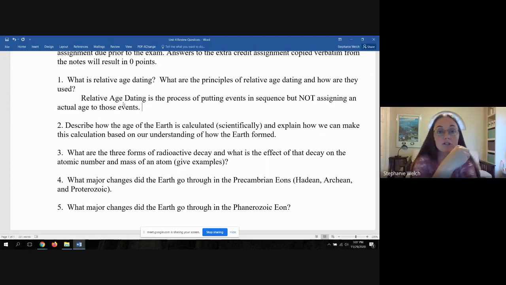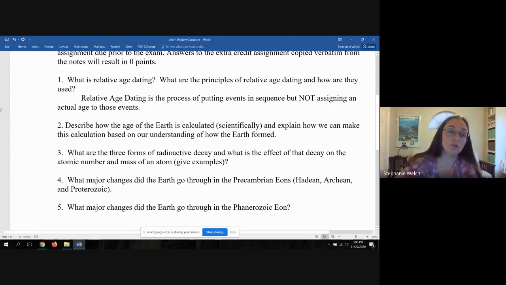Take, for instance, the Rocky Mountains are newer mountains. They formed more recently than the Appalachian Mountains. That's an example of relative age dating. You know about the events that formed both of those mountain ranges, and you know that the Rocky Mountain orogenies happened more recently than the Appalachian Mountain orogenies. Whereas if I said the Rocky Mountains started forming 65 million years ago, that's an example of absolute age dating.